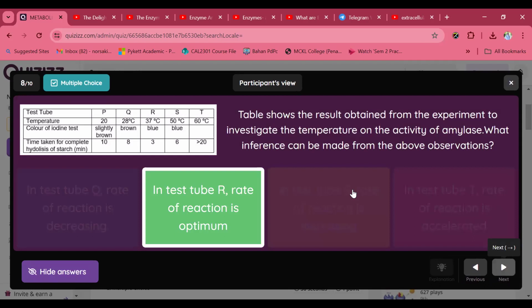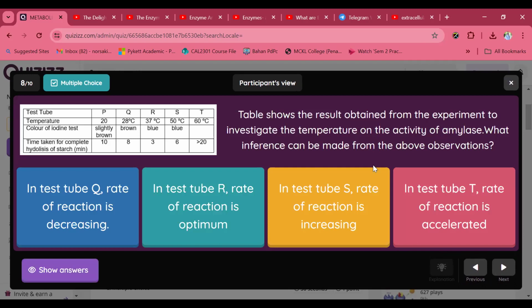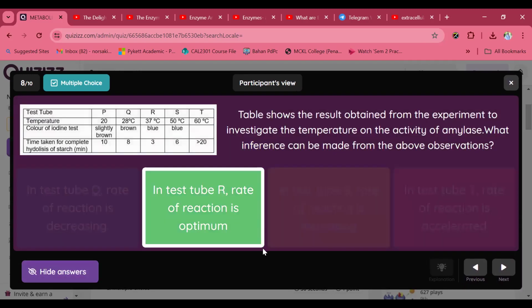Very straightforward. Now the table shows the results obtained from an experiment investigating the effect of temperature on the activity of amylase. What is the inference? Inference is when you give a reason. What reasons can be made based on this observation? In tube R, the time taken to complete the hydrolysis of starch is the quickest, only 3 minutes. So this is the optimum temperature. That is the reason why it is so fast.